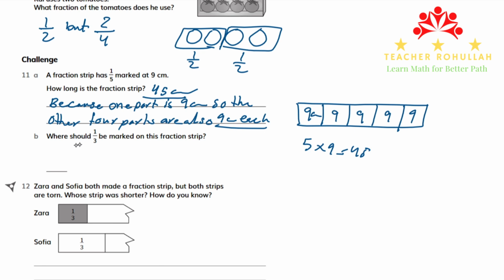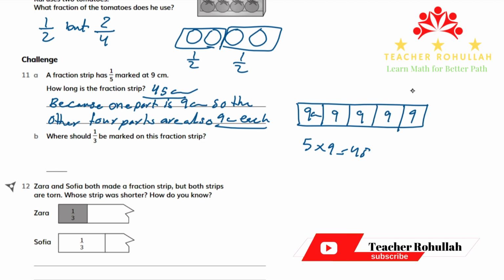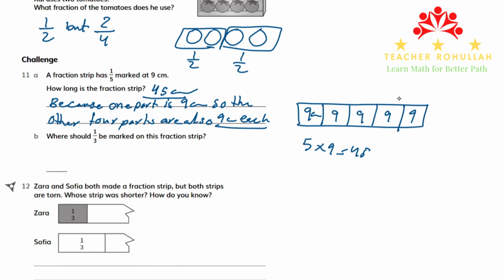Part B says, where should 1/3 be marked on the fraction strip? But if we cut the strip into 3 equal parts, let me make the same strip over here. And this time we cut the strip into 3 equal parts.